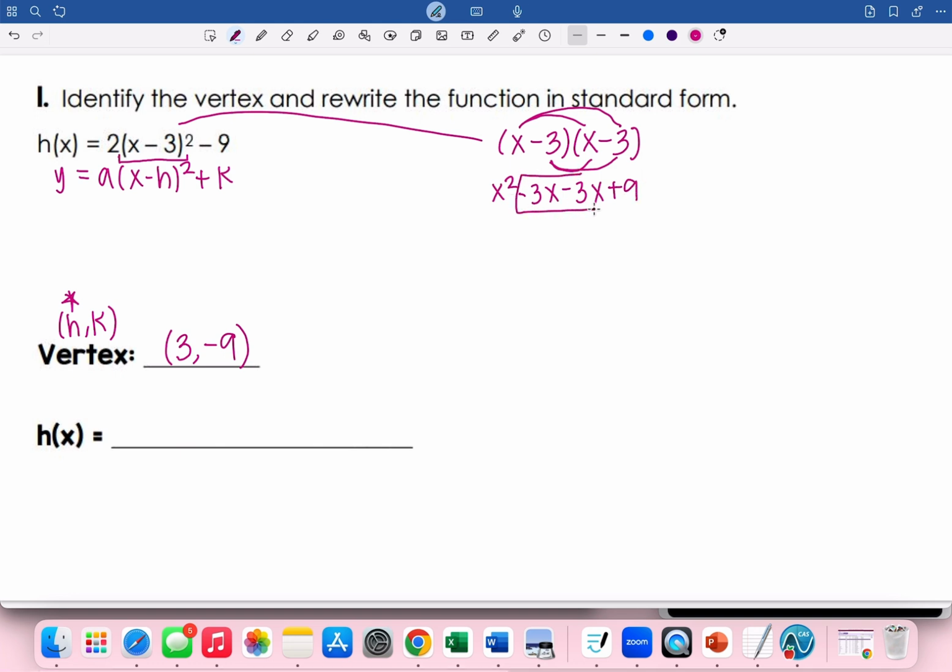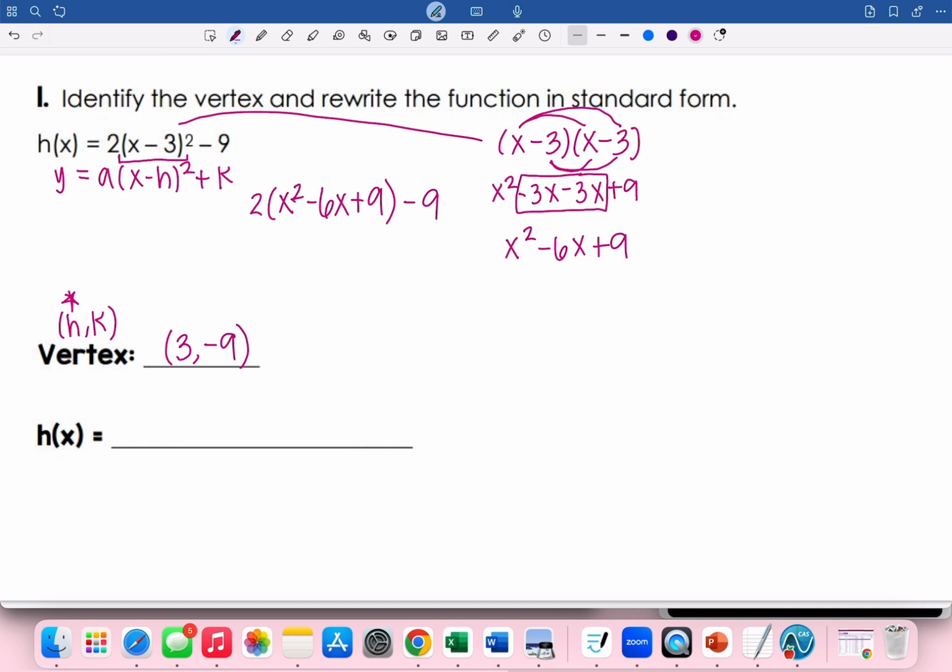From here, we combine like terms. So negative 3x minus 3x gives us negative 6x plus 9. So guys, I now know that x minus 3 squared is equivalent to x squared minus 6x plus 9. Anywhere I see x minus 3 squared, I am now going to substitute it with x squared minus 6x plus 9. So this becomes 2 times x squared minus 6x plus 9. And I'm going to go ahead and drop down that minus 9.